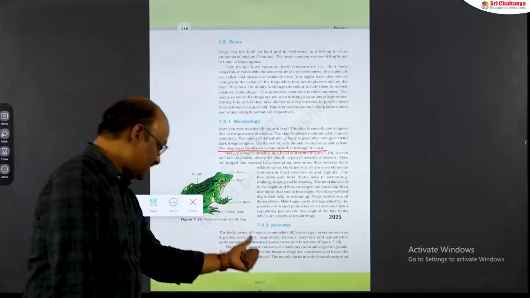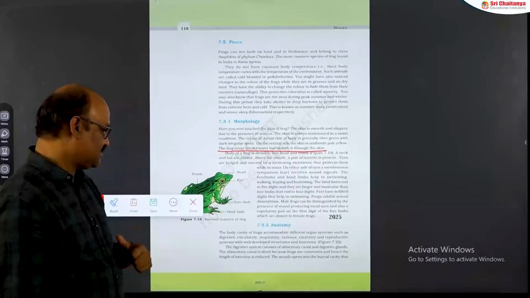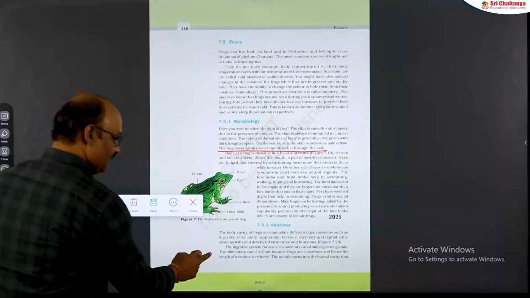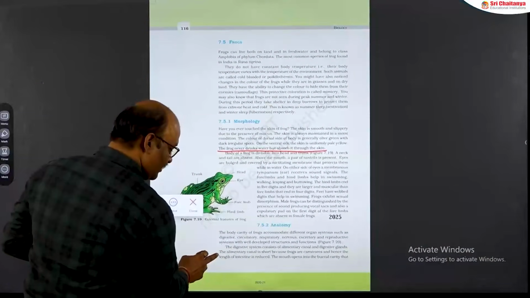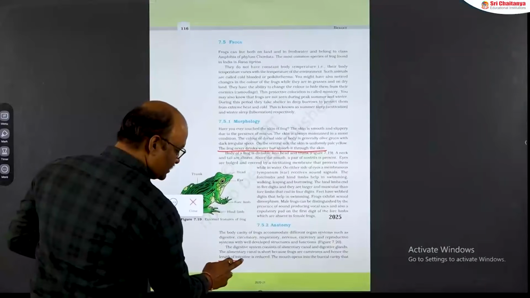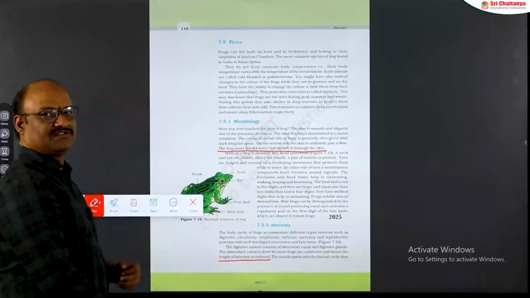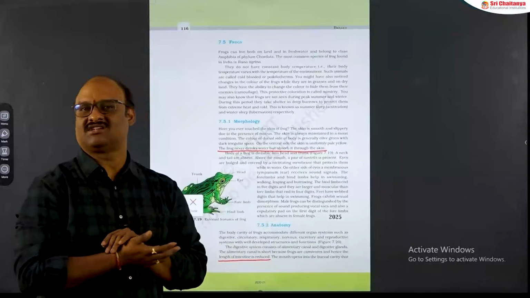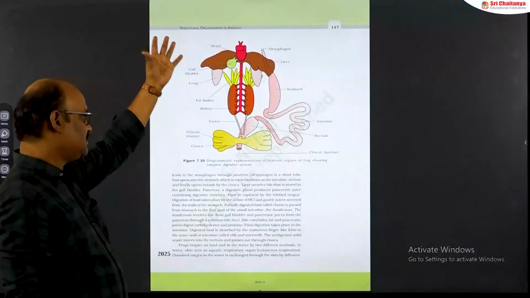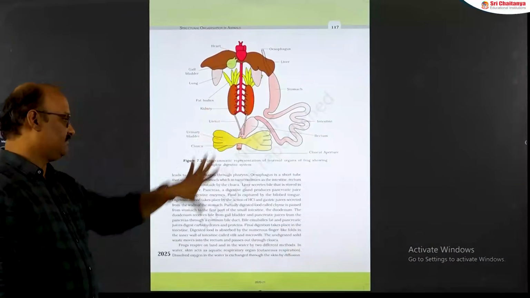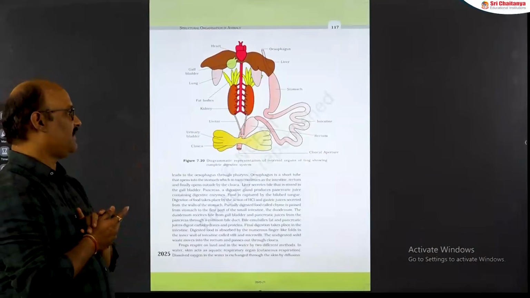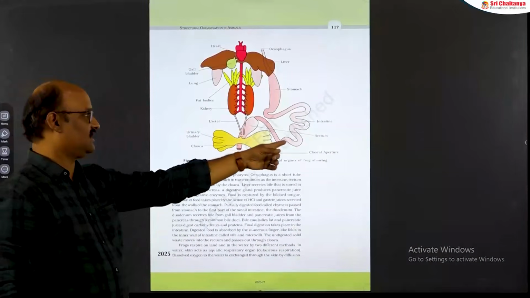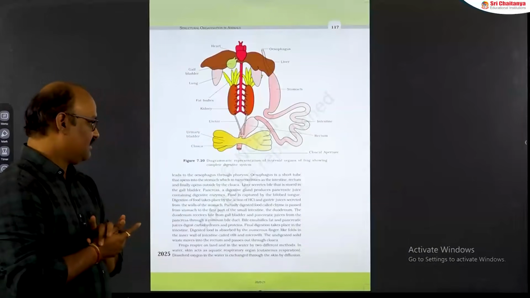And in the anatomy, the digestive system, this is a very important question: why is the length of the digestive system of frogs reduced? Because frogs are carnivores, and that's the reason the length is reduced. That can be given in an assertion-reasoning question. And this is about the digestive system. Please look at the diagram carefully and the parts present here. You may get confused between the rectum and intestine, so look at the parts.